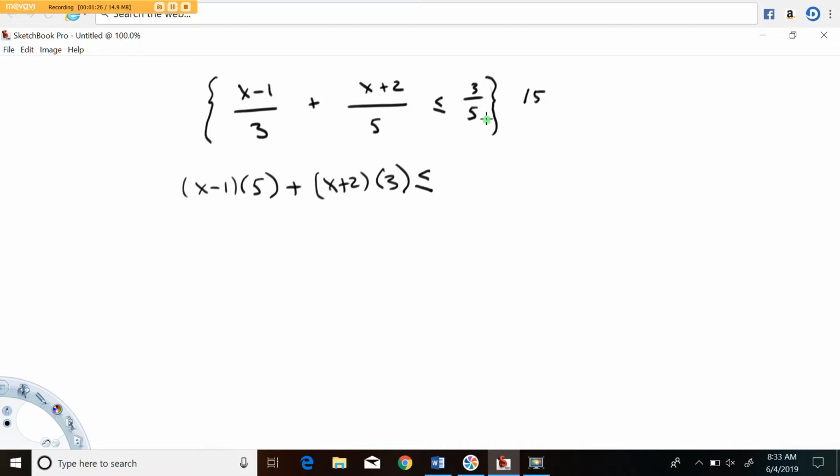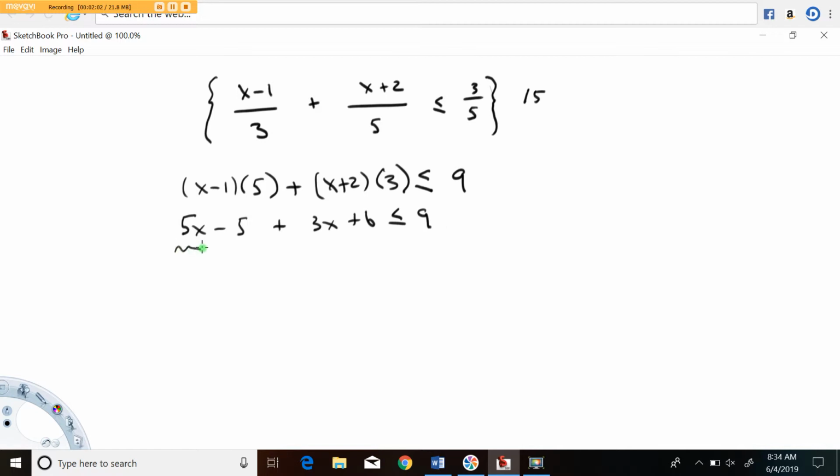And then this multiplication right here, 3 times 15 over 5. Now 15 over 5 is 3, times another 3 is 9. Alright, so now we'll just proceed here to solve for x. This is screaming to distribute this, so that's going to be a 5x, and then minus 5, and that's going to be a 3x, times this is plus 6, and again less than or equal to 9.